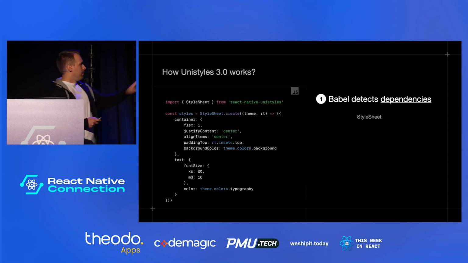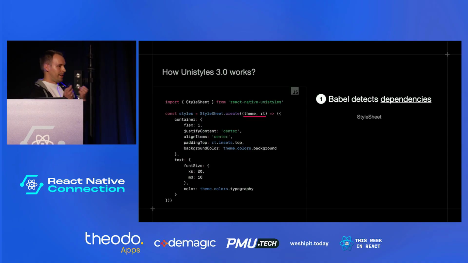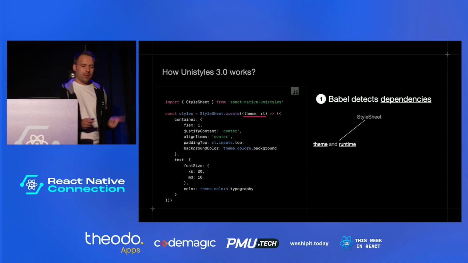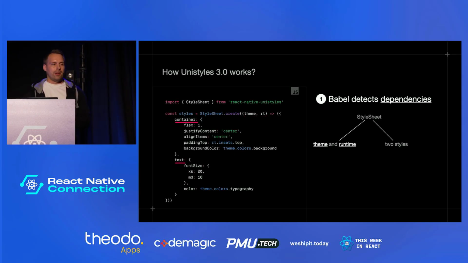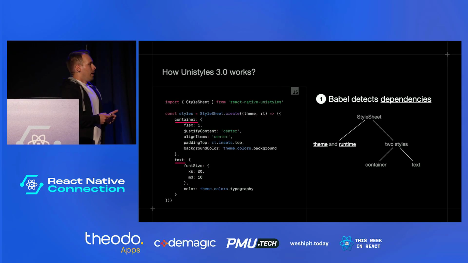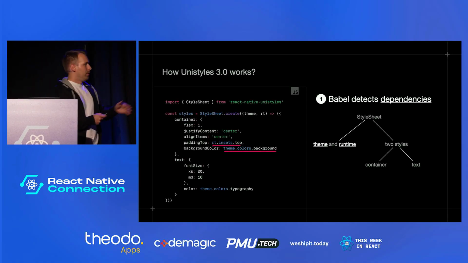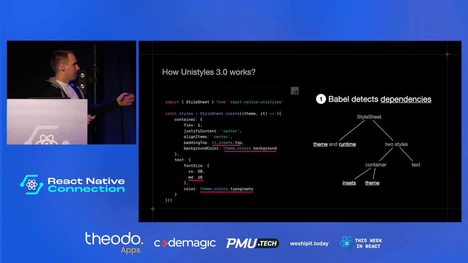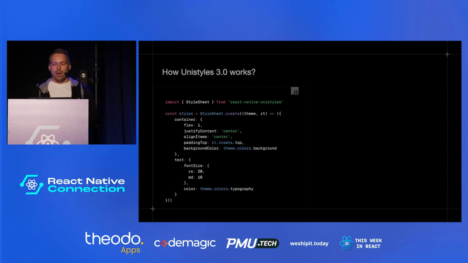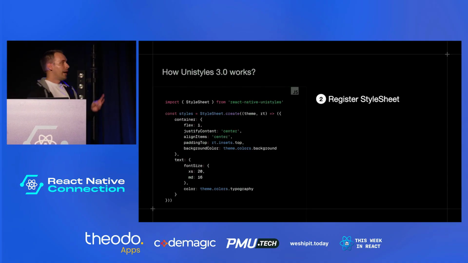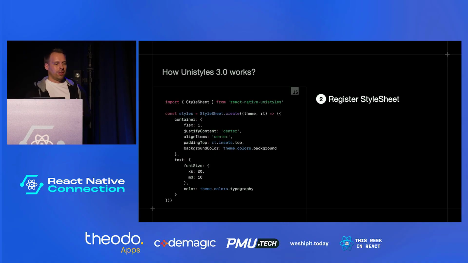So we have a style sheet, like here, and it has two dependencies. You accepted two arguments, so it depends on the theme and runtime. Now we also have two styles, container and text. Container depends on insets and theme, and text depends on breakpoints and theme. So this is our dependency graph of your style sheet. If we have our dependencies, we can now register our style sheet, and whatever you can see from this point happens on the C++ side.